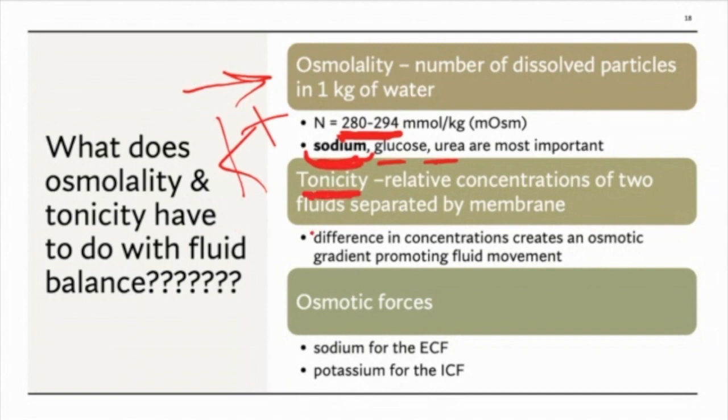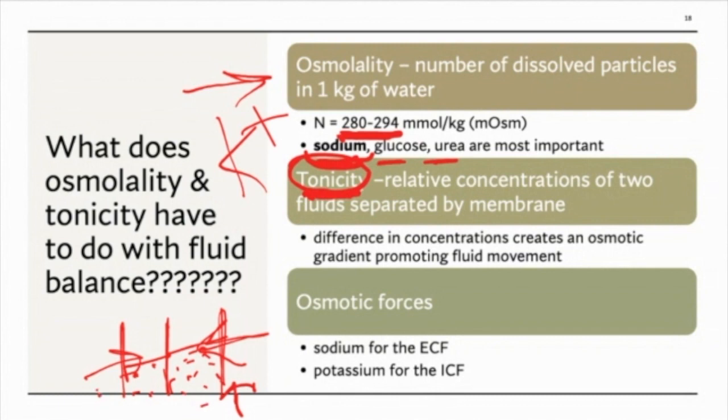When we're talking about tonicity, we're talking about concentrations of fluids that are separated by a membrane. So the difference, it's kind of like the gradient, right? The difference between what's in this compartment and what's in this compartment. Here, the tonicity is much higher on this side than it is on this side, right? That's all they're doing. Tonicity is hypertonic or hypotonic.